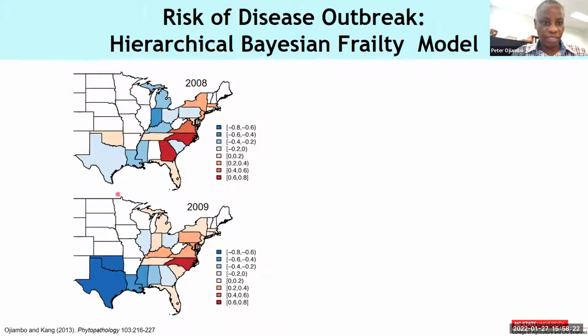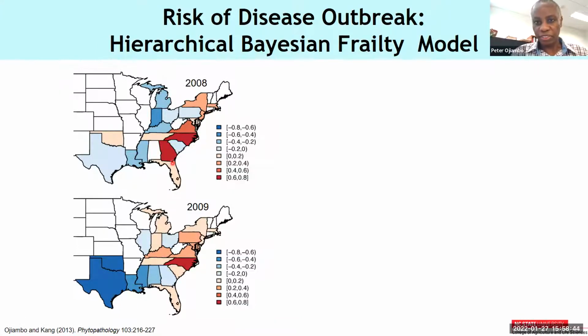In 2009, Texas had very low levels. Florida was somewhere in the middle. North Carolina still had high levels of disease, and Pennsylvania also had higher levels of disease. So there is a little bit of variation in terms of disease, but we can see a group of states along the mid-Atlantic region that always have higher levels of disease.